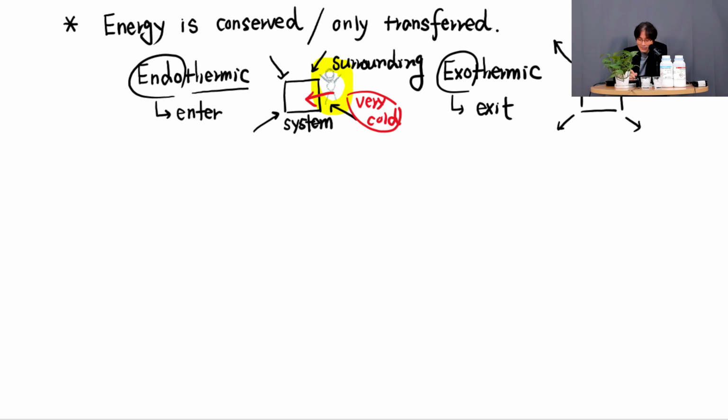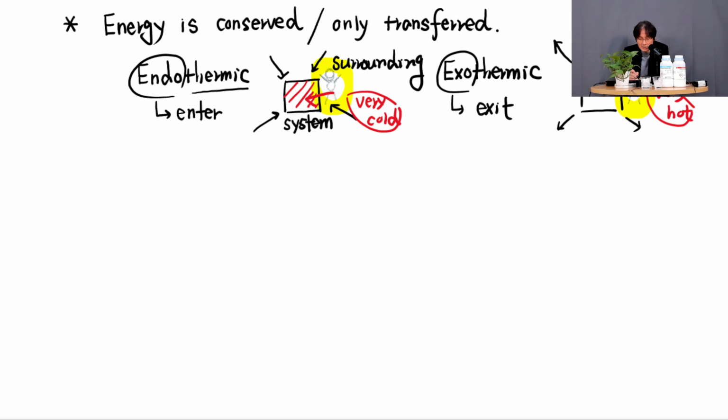On the other hand, you are here, very close to the system, and heat is coming from this box, the system, and then temperature increases, right? That's why what you feel is very hot. From this, you can simply know which one is endothermic and which is exothermic from the standpoint of the system.